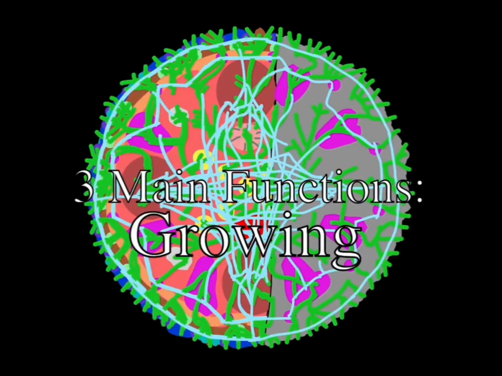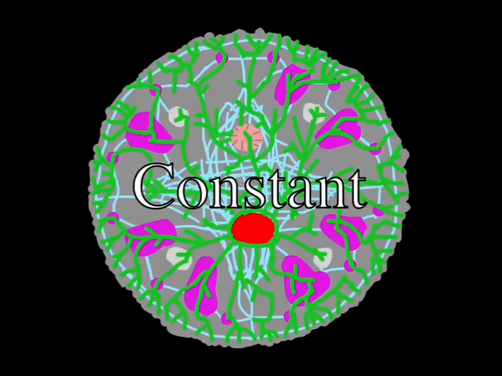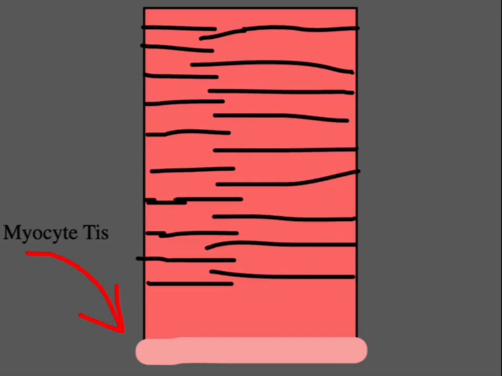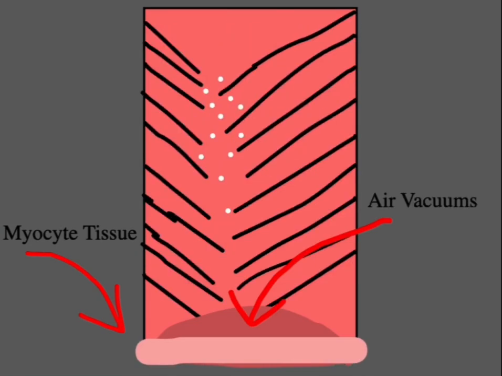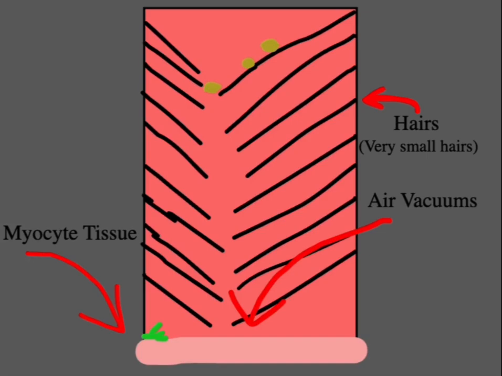This organism has three main functions: constant, eating, and growing functions. So in the constant functions, we have breathing, which is just myocyte tissue expanding and contracting to create air vacuums, which allows air to go through, and then very small hairs are going to take large particles out.